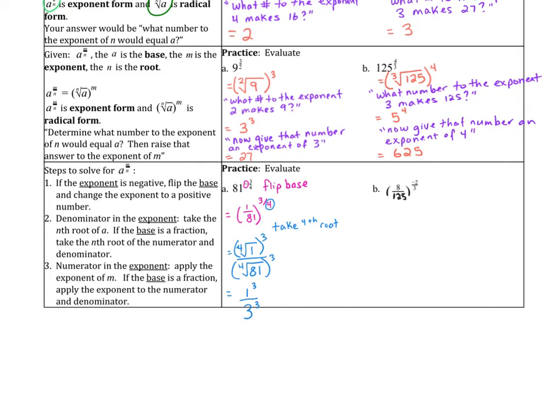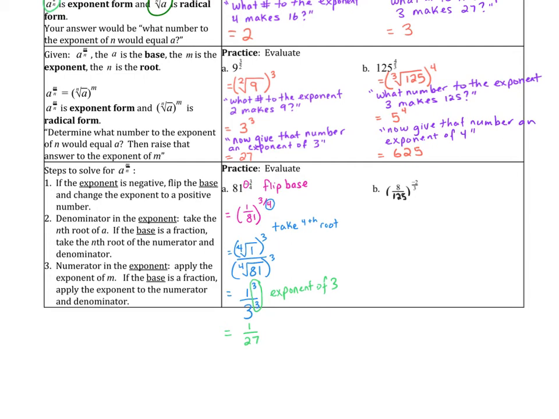Then the last thing you're going to do is to now do these exponents. So 1 to the exponent 3 is 1, and 3 to the exponent 3 is 27. And we'll do one more example.